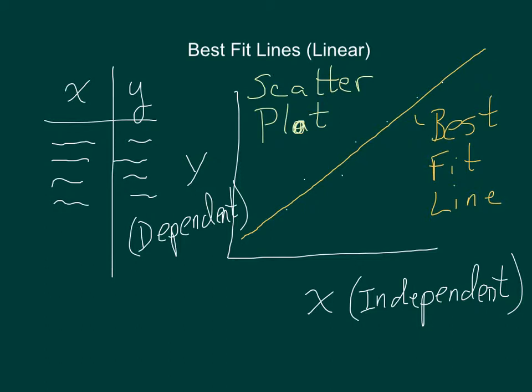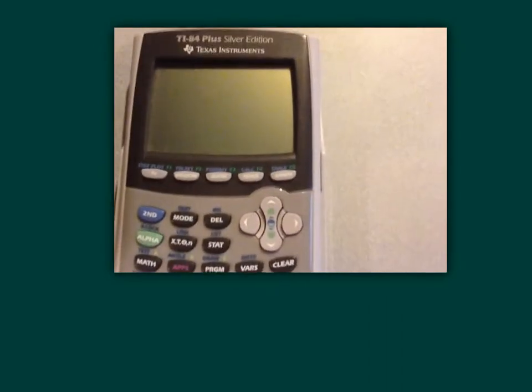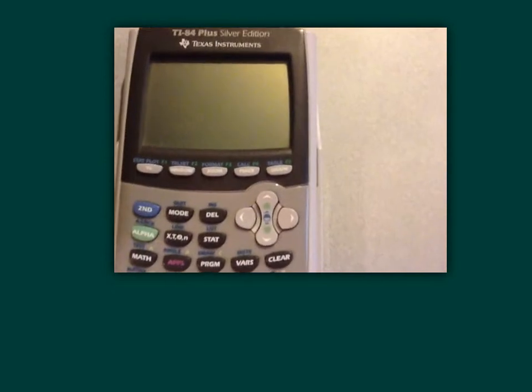So today we're going to use our graphing calculator to figure out how to do this. What numbers do we have to punch? What keys do we have to use on our graphing calculator to get a scatter plot and then the best fit line? Okay, now I'm going to get my graphing calculator. I'm going to show us how to input our data.